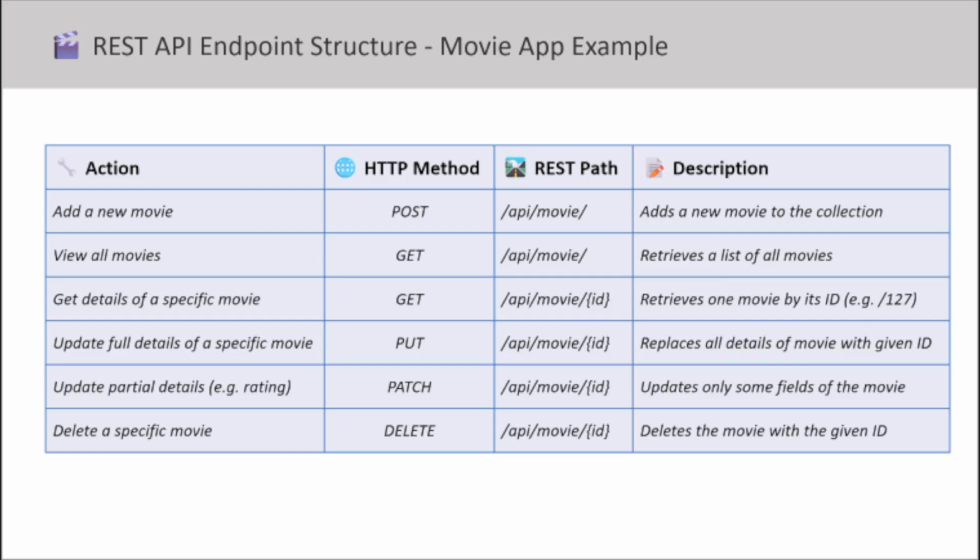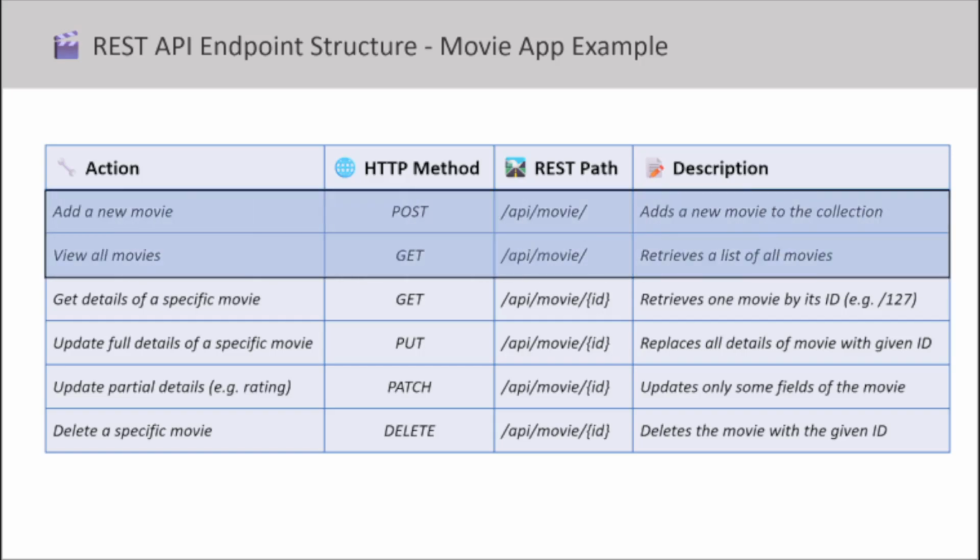The first type of URL is used for actions like get and post. Typically, we use it when we are dealing with an entire collection. If you want to add a new record or new movie, or you want to see all movies, you can do that using a post and get request. And in both cases, the REST path would be API slash movie.